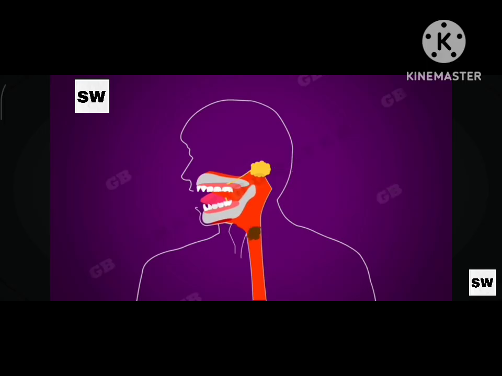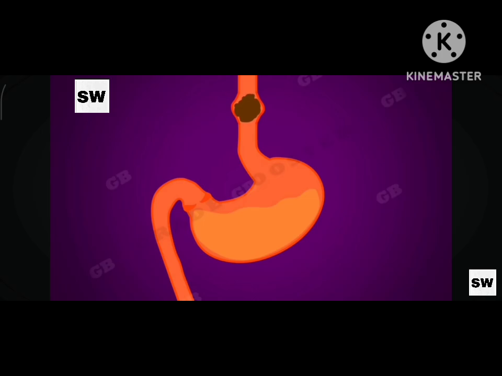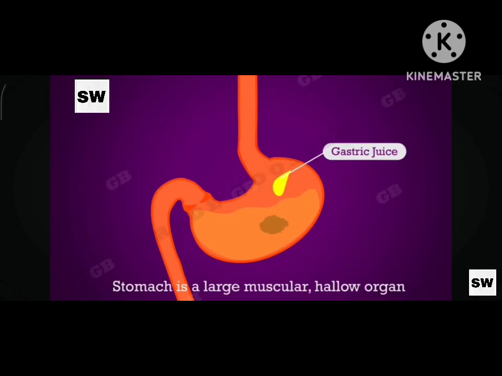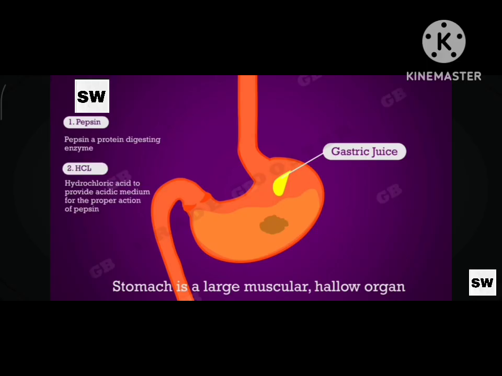Now, the food has to reach the stomach through a pipe called the esophagus. The muscles of the esophagus contract rhythmically to move the food through it into the stomach. The stomach is a large muscular hollow organ in which the food is thoroughly mixed with more digestive juices secreted by gastric glands present in the walls of the stomach. These juices include 1. Pepsin, a protein digesting enzyme. 2. Hydrochloric acid, to provide an acidic medium for the proper action of pepsin. And 3. Mucus, to prevent damage to the stomach wall by the action of HCl.